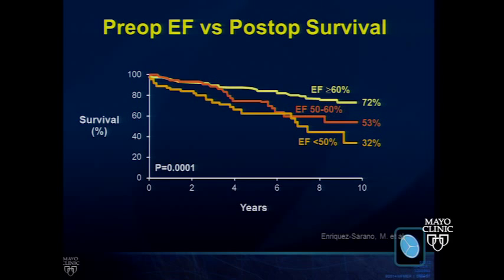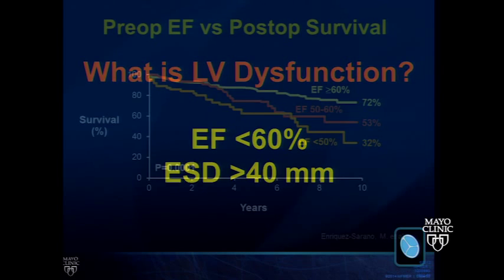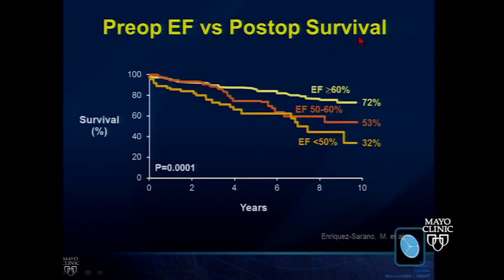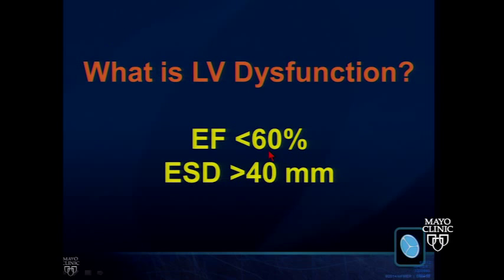This is from Maurice Serrano at our institution. Look at this: any patient with an ejection fraction less than 60% has a poor survival postoperatively. Now in coronary disease, we use 50 to 55% as normal. But remember, mitral regurgitation is going to increase your ejection fraction because your preload is increased and your afterload is decreased. So we're going to go up to 60%, and any ejection fraction less than 60% is considered left ventricular dysfunction.